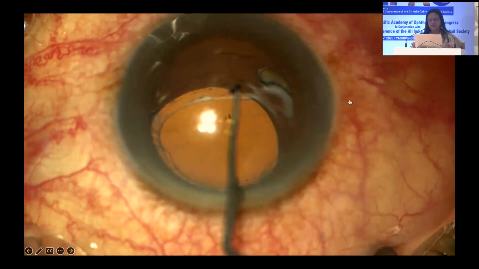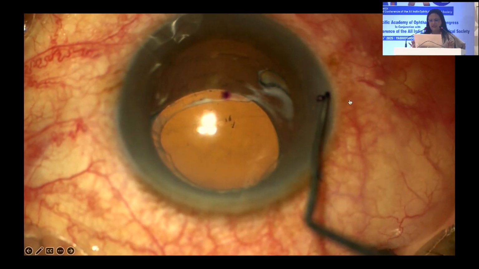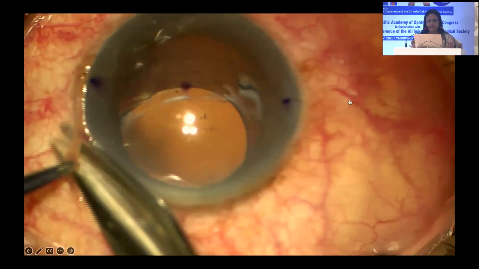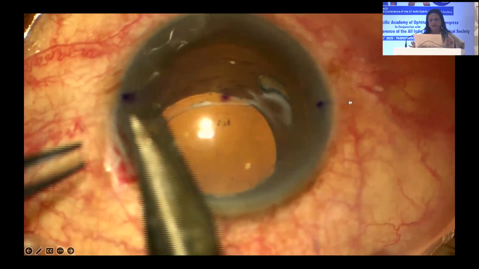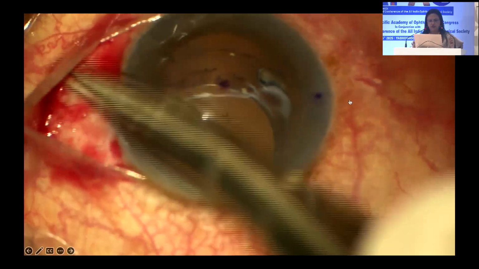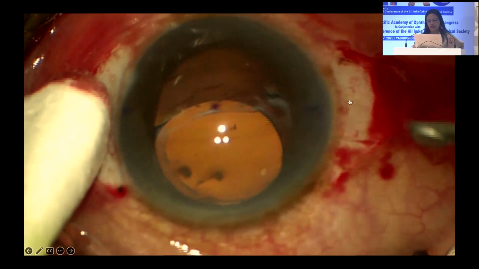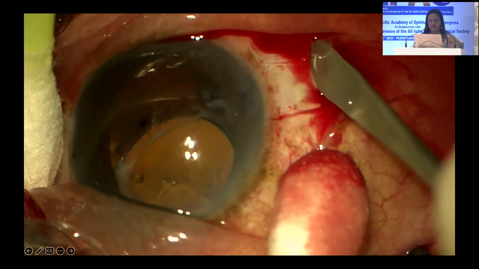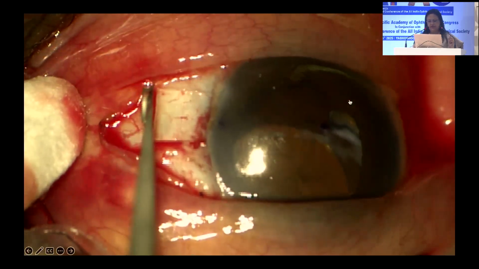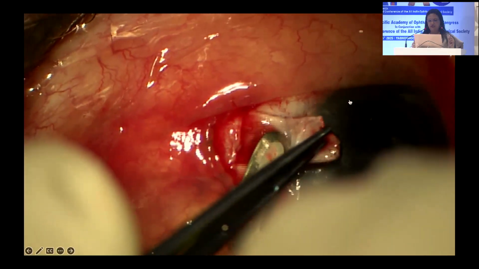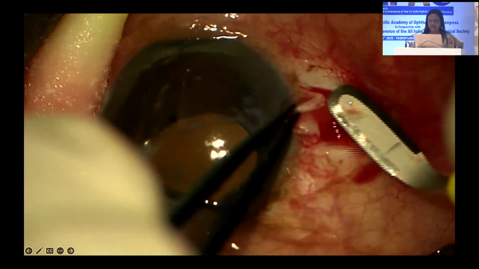The last case I'm going to show you is where I have used a slightly different technique. I did start with doing a glued IOL, but then I decided to use a Gore-Tex suture to reposition the lens, because this patient also has a single piece lens. A single piece lens you can't glue, so you'll have to remove it and replace it with another IOL.